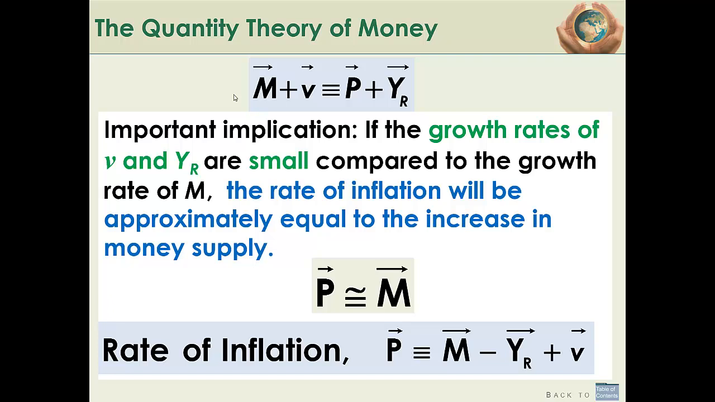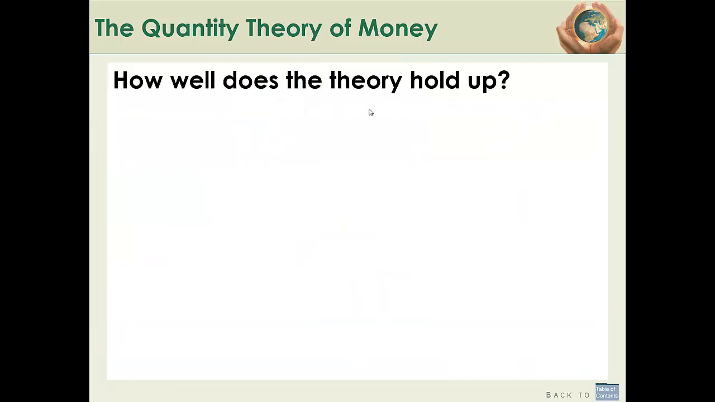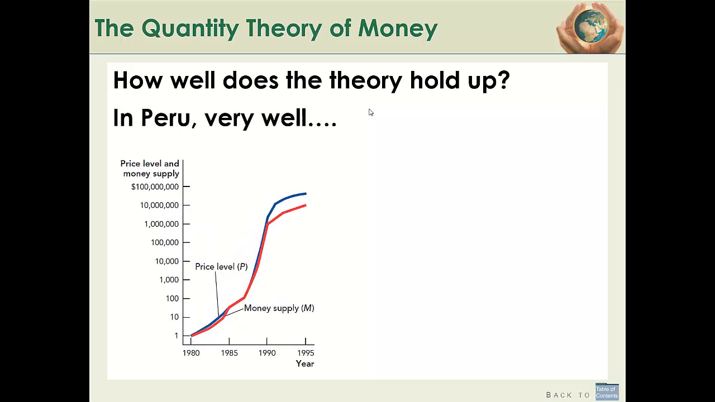The inflation rate is equal to the growth rate in the money supply less the growth rate in real GDP plus the velocity of money. And all that does is stem from this identity. So how well does the theory hold up? In Peru, it holds up very well.